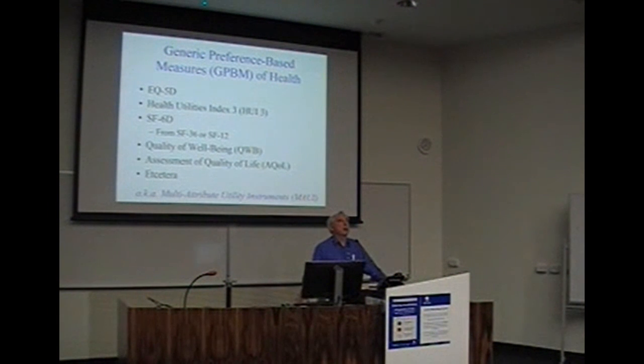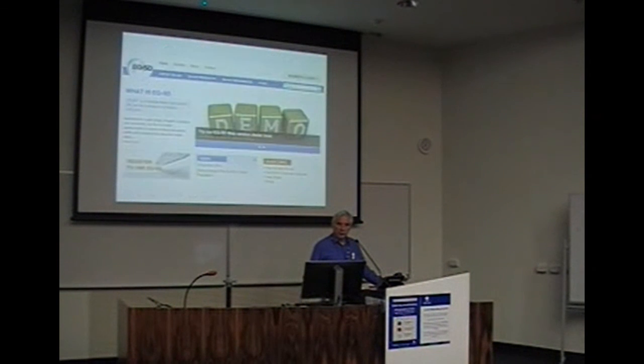Here are a number of them. The most common one is probably the EQ5D. I know some people here have talked about using the SF36, and there's a thing called the SF6D which can be derived from the SF36. These are instruments. They usually have a number of domains. For example, the EQ5D has 5 different domains, and the SF6D, funnily enough, has 6 different domains. Here's the EQ5D website, which I thoroughly recommend having a look at.